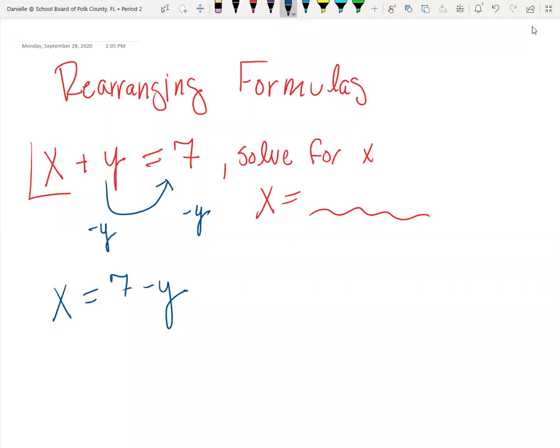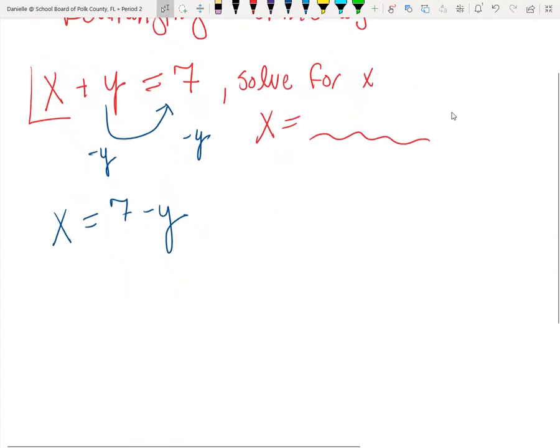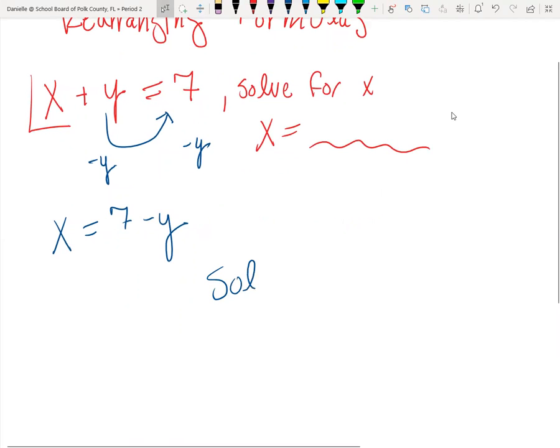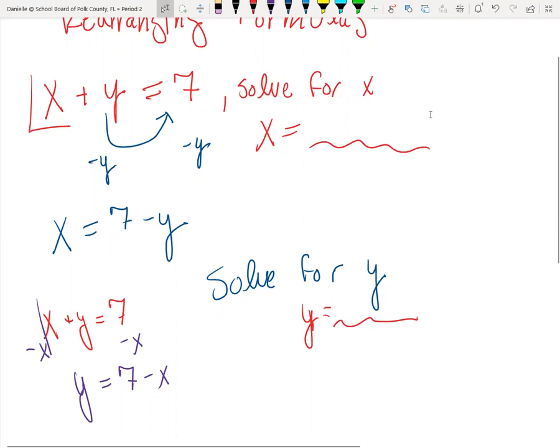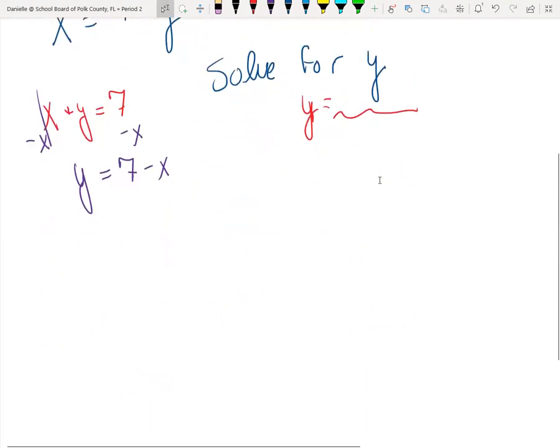We could do the same thing and say solve for y. And we'll use the same problem, x plus y equals 7. Now this time I want it to say y equals blah. So we move it by subtracting x on both sides. And we end up with y equals 7 minus x. Hopefully that's pretty easy for you. So let's move on to something a little bit more difficult.